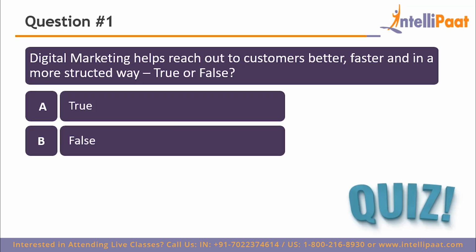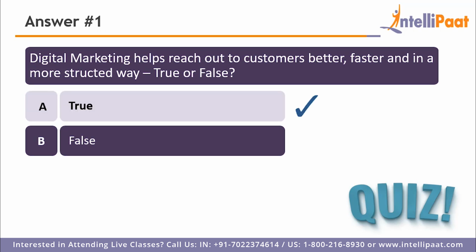So question number 1 on the quiz for you guys is this: digital marketing helps reach out to customers better, faster, and in a more structured way. Is this true or is this false? In my opinion, this has to be a very simple one for you, right? So quickly take 5 seconds and then I'm going to reveal the answer to you. I hope that was very easy. Of course, digital marketing helps you reach your customers better, faster, and in a more structured way. So that's it, true, guys.